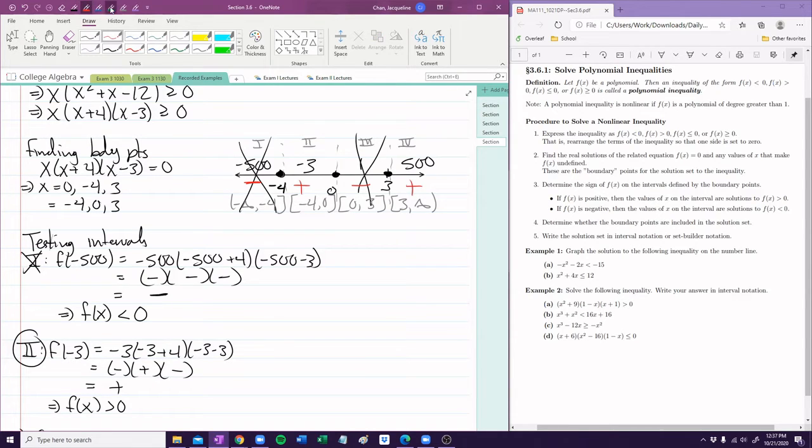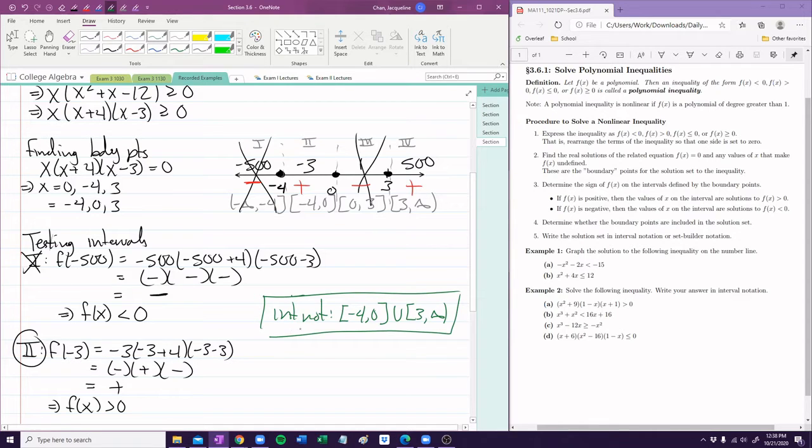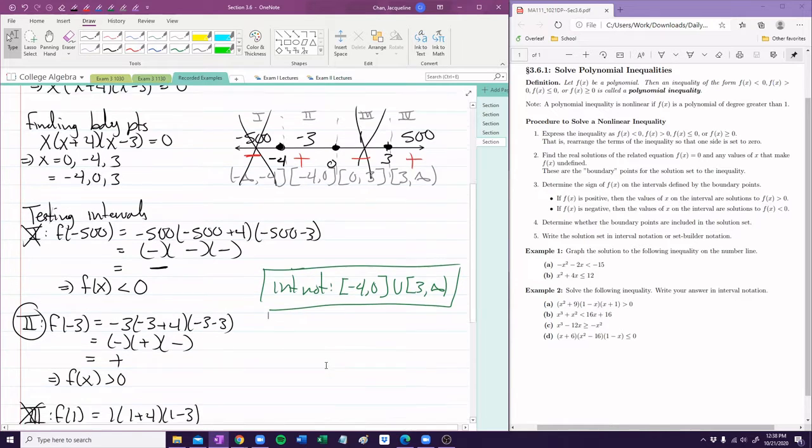If I want to write this in interval notation, then this is going to be negative 4 to 0, union 3 to infinity. These are the values of x when my y's are positive, or equal to 0, when my y's are greater than or equal to 0.